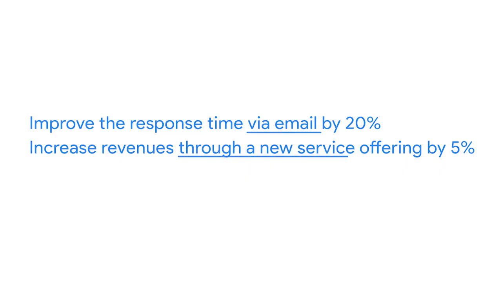The examples I mentioned before, to improve the response time to customer inquiries via email by 20% and to increase the office screen revenue by 5%, are two well-defined goals because they tell you what you're trying to achieve. But wait, there's more. These goals also tell you how to do what you've been asked to do. In this case, it's via email and through a new service offering. And that's not all. These goals clarify the goal even further by saying to improve by 20% and increase by 5%. Now we know where we're going.